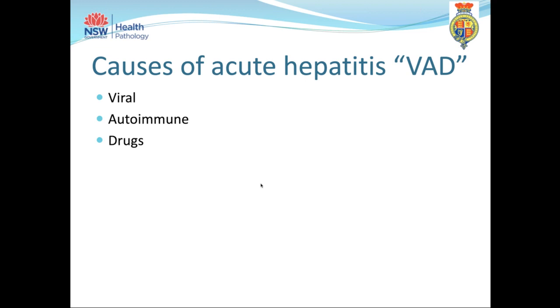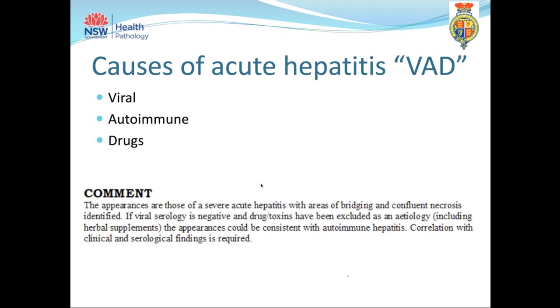So when you have this pattern of an acute hepatitis with prominent lobular inflammation and disarray, I think the three main diagnoses to consider are viral, autoimmune, and drug-induced hepatitis. And the comment I put in this particular case was that the appearances were those of an acute severe hepatitis with areas of bridging and confluence necrosis, and that if viral serology is negative and drugs and toxins have been excluded, the appearances could be consistent with autoimmune hepatitis, and that correlation with clinical and serological findings is required.